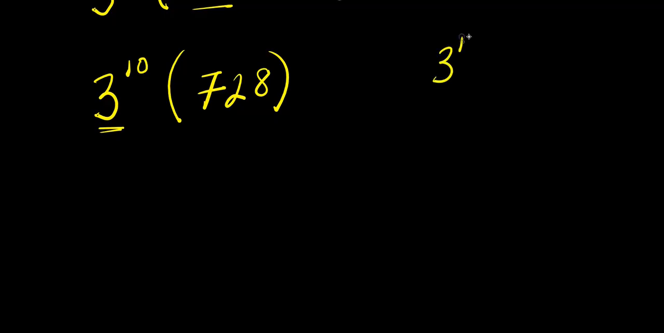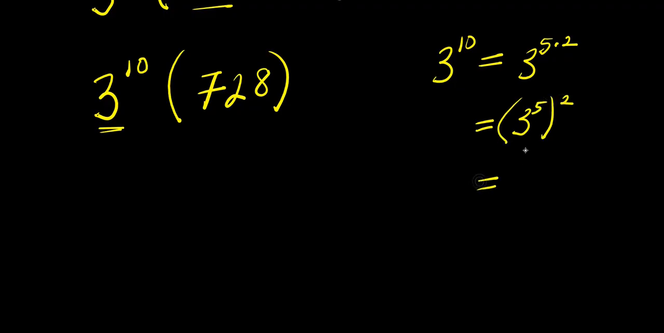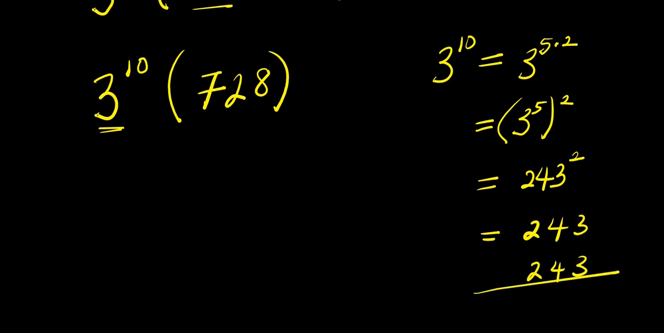Remember, 3 to the power of 10 is 3 to the power of 5 times 2, which is 3 to the power of 5, all to the power of 2. And 3 to the power of 5 is 243 raised to the power of 2. And this is 243 times 243.